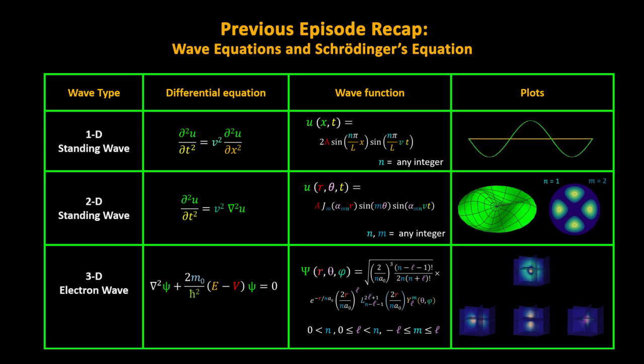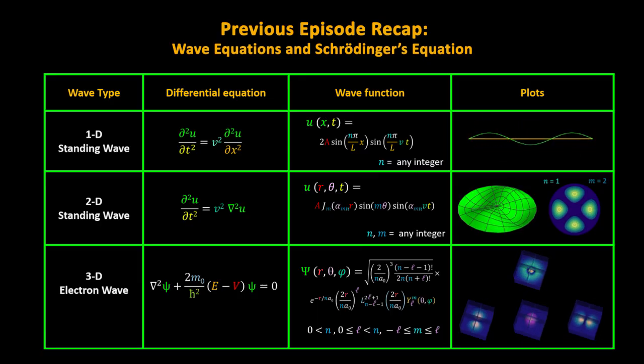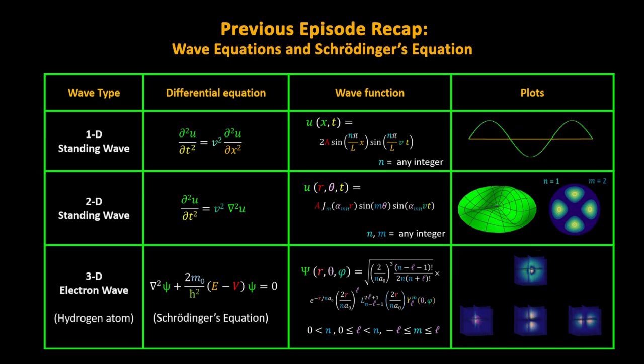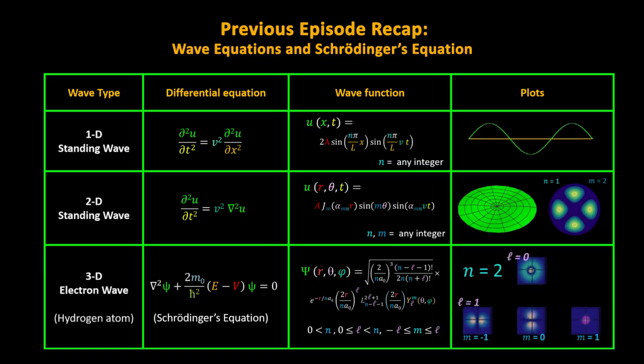In the last two episodes, we covered the detailed math of wave equations in general and Schrödinger's equation in particular. The main takeaway from those videos was that the electron wave function solutions for the hydrogen atom allowed by Schrödinger's equation can be enumerated with three quantum numbers, n, l, and m, which specify unique shapes of electron orbitals whose energy depends only on the principal quantum number n.